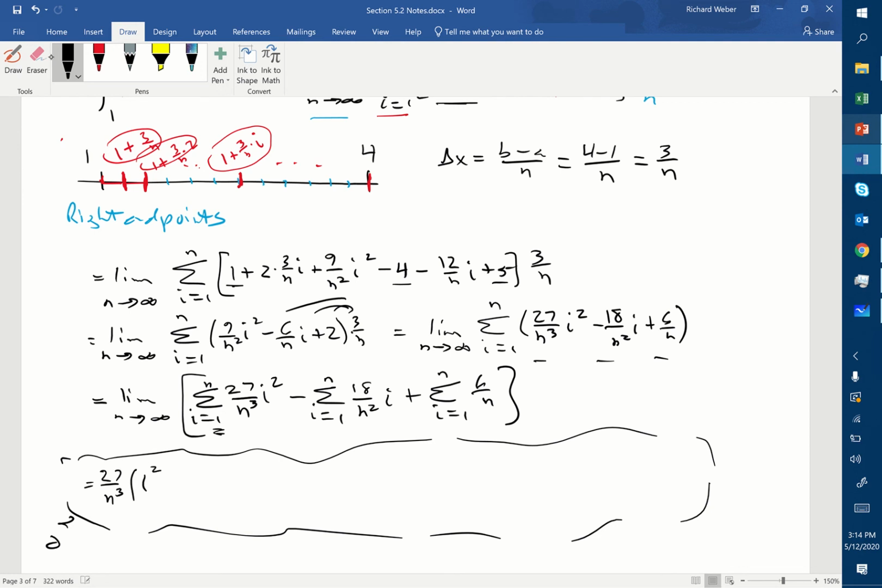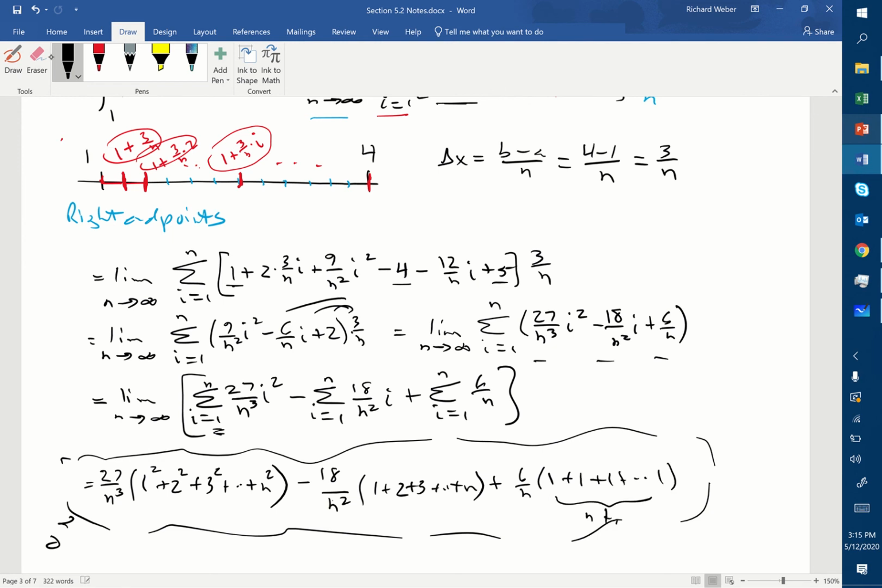And then the next one is 2 squared. And the next one is 3 squared, and then you go all the way out to n squared. Notice I didn't write the 27 over n cubed next to that, I just wrote it factored out. I'll do the same thing here, minus 18 over n squared, and this time it's 1 plus 2 plus 3 plus dot dot dot plus n. And lastly we've got plus, I'll factor out 6 over n, and really this is 1 plus 1 plus 1 plus 1, and there it's n times.